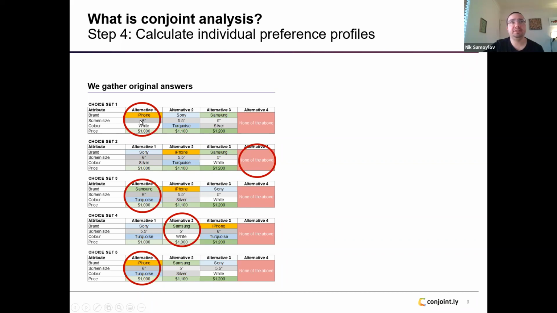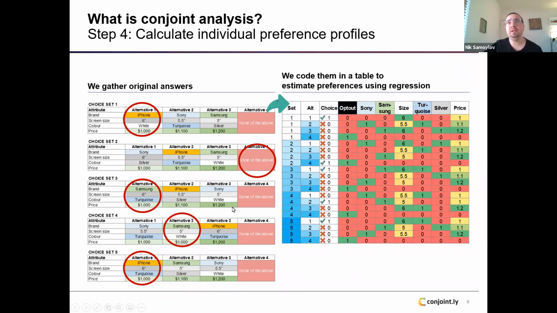The first one is iPhone, 6 inches wide, for $1,000. The second has Sony, 5.5 inches. The third one is Samsung, 5 inches. And the fourth alternative, which we typically give to respondents, is to say they would not buy any of the products. So it's none of the above. And we do it for all the choice sets for this respondent.